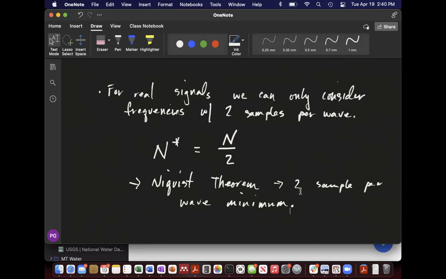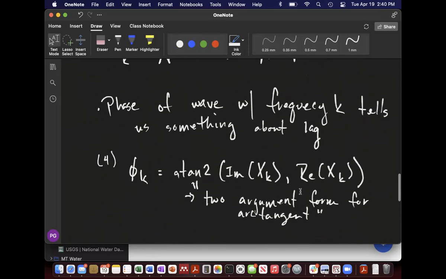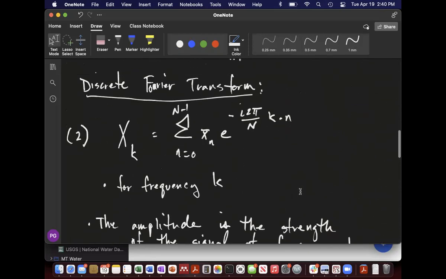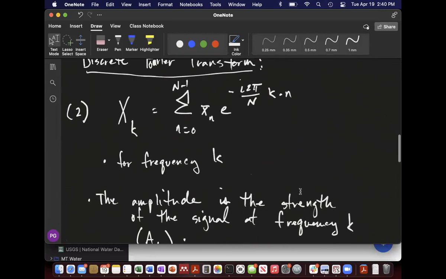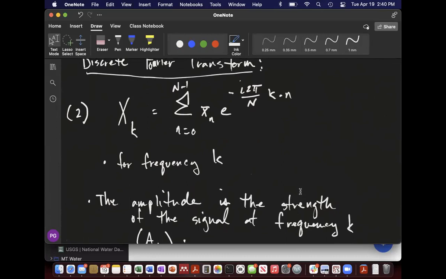Okay. So we're going to play around today. First of all, we're going to create our own synthetic time series that's the sum of a bunch of waves of different frequencies. And then we're going to use the Fourier transform to see whether we can pull out those frequencies and amplitudes. All right, so let's put it to the test.